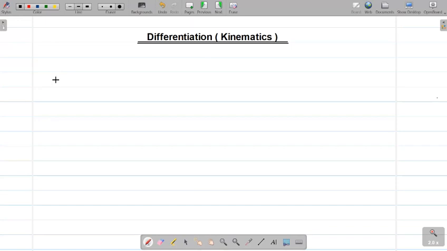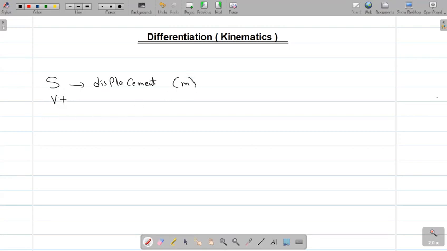First of all, we have S. It stands for the displacement. The displacement, it's the distance, but with direction. So it's a vector quantity, not a scalar one. And its unit is meters.